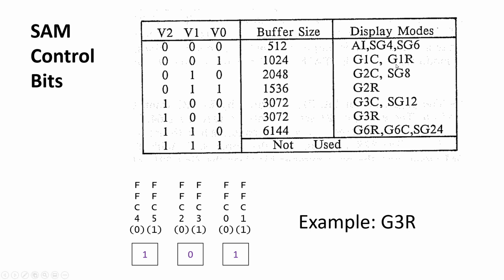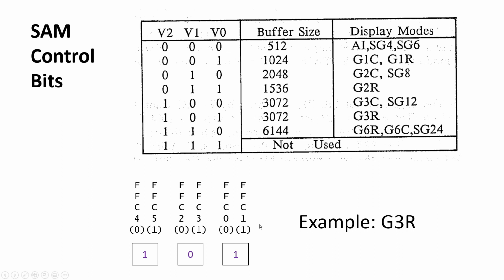So for example, let's say you wanted to go into display mode G3R. That happens to have this buffer size, 3072. You need to set V2 to be on, V1 to be off, and V0 to be on. So the way that works is V0, V1, and V2 are each controlled by a pair of addresses. If you want a 0 in this bit, you would set FFC0. If you wanted a 1 in this bit, you would set FFC1.